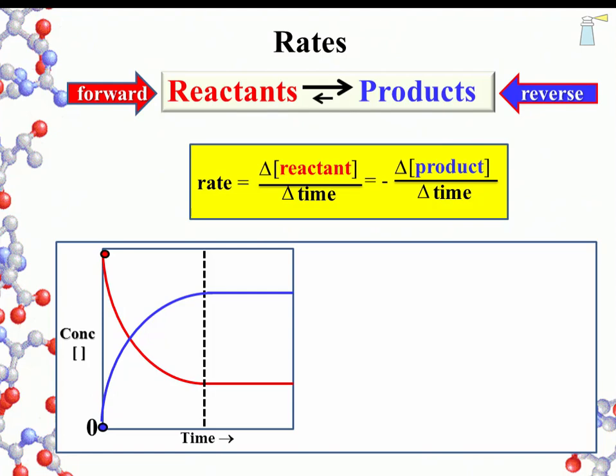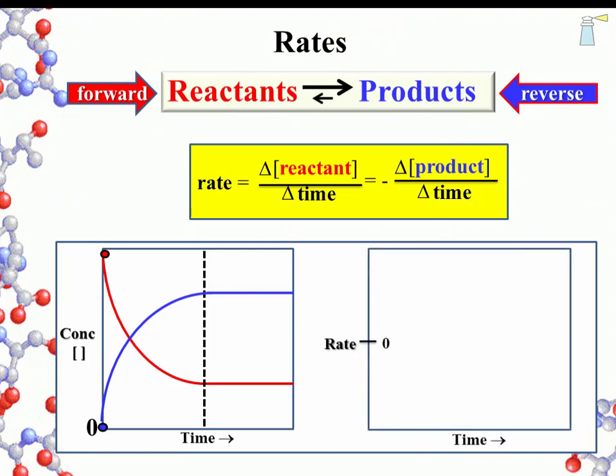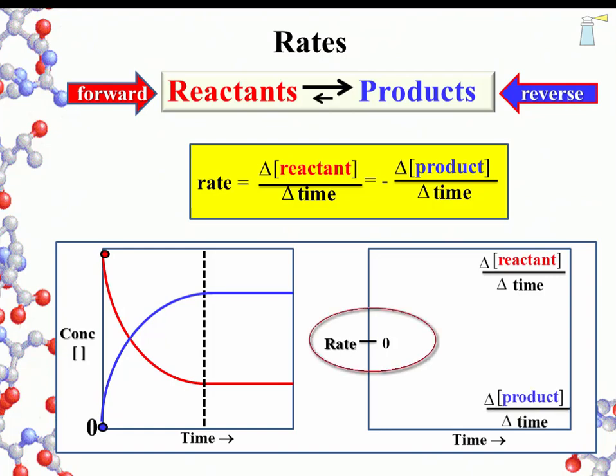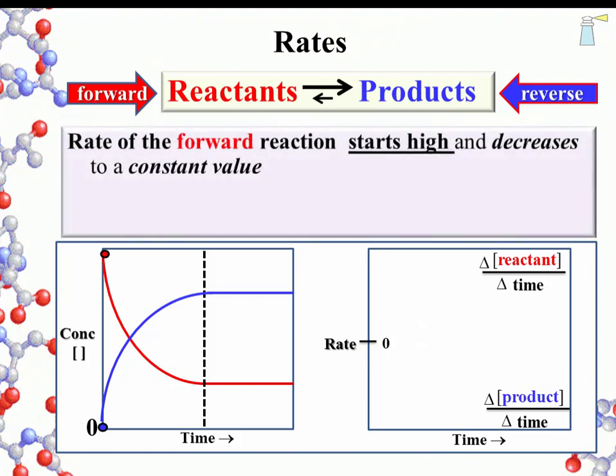In a manner similar to how we looked at the change in concentration as a function of time, we can look at the rates of the forward and reverse reaction as a function of time. The y-axis is the rate of reaction with a rate of 0 at the center. The rate of the forward reaction starts high and decreases to a constant value. Graphically, the rate of change of the reactants is high in the beginning. That is where the concentration of reactants is a maximum. And as time goes by, the rate decreases.